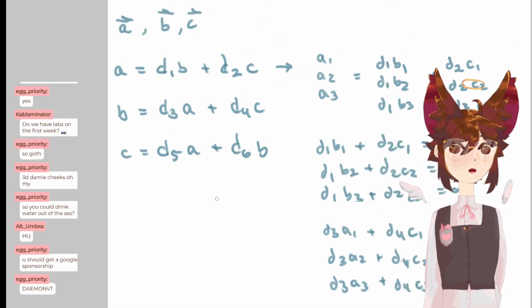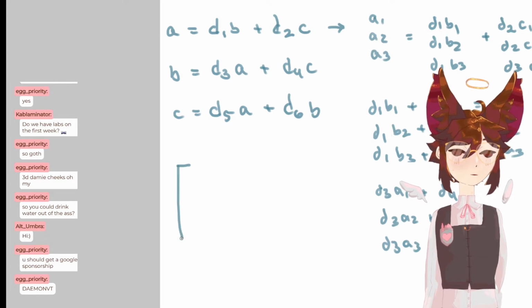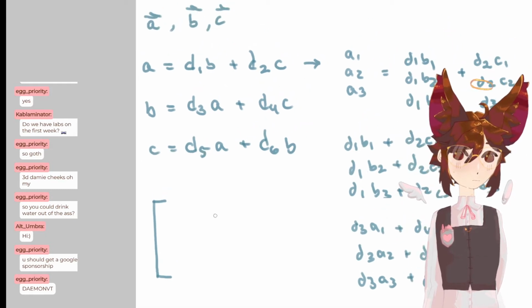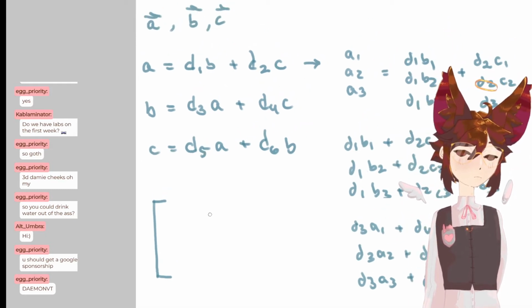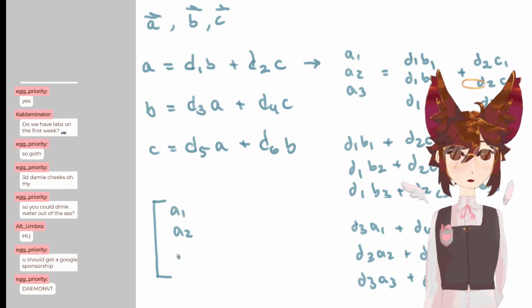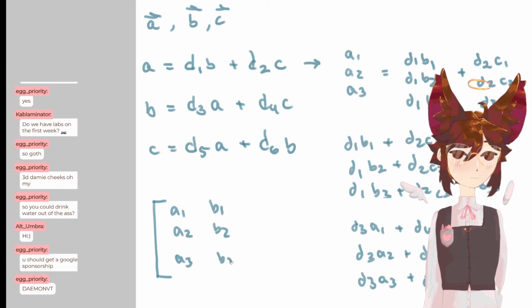But basically, all of these equations that you get can be simplified down into a matrix of a couple equations. So what you end up doing is saying the first component of A, second component of A, third component of A, and then for B, you do the same thing. And for C, you do the same thing.